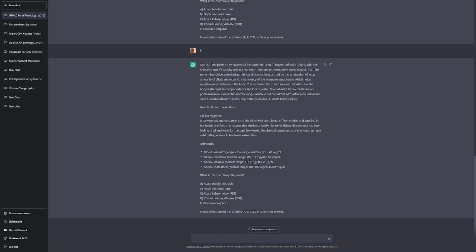See, that's something I don't like. It should say antidiuretic hormone, which helps regulate water balance in the body. The increased thirst and frequent urination are the body's attempts to compensate for the water loss. The patient's serum creatinine and potassium levels are within normal range, which is not consistent with other renal disorders such as acute tubular necrosis, nephrotic syndrome, or acute kidney injury. Okay, I'm in reasonable enough.